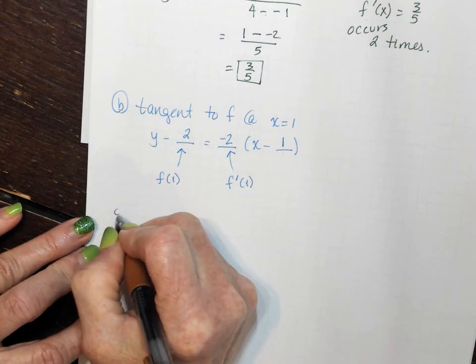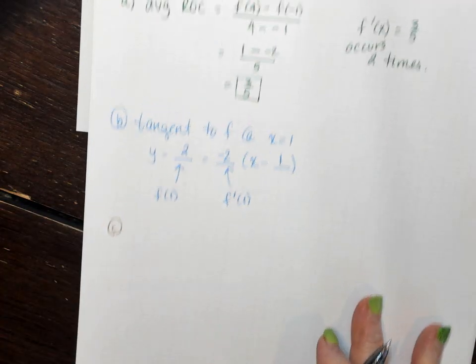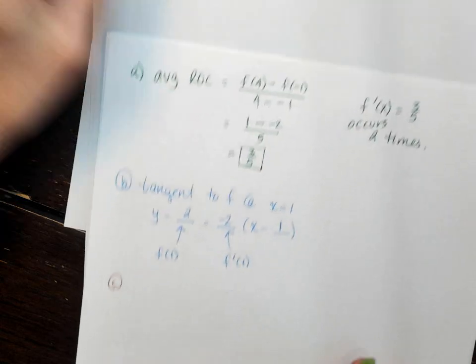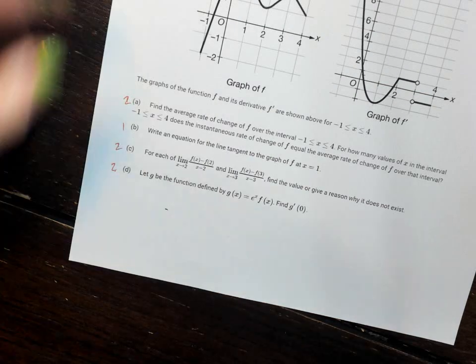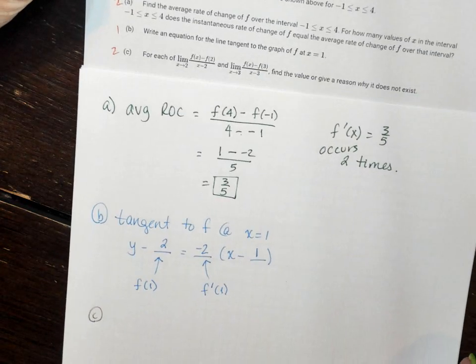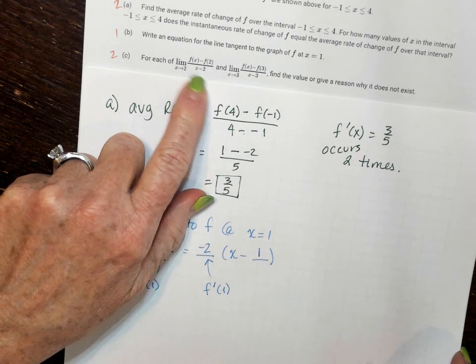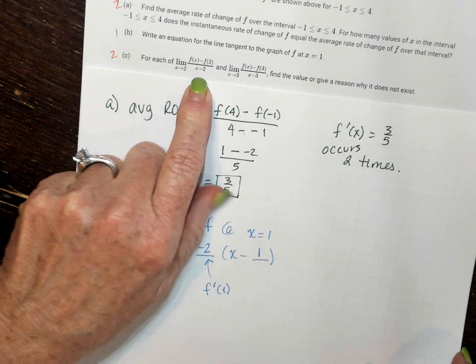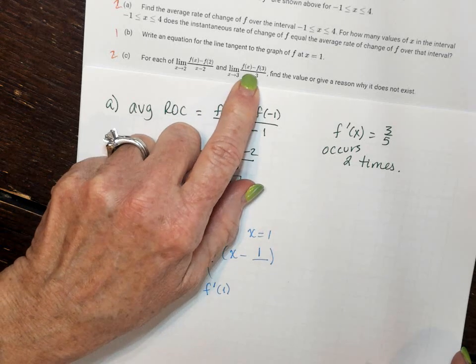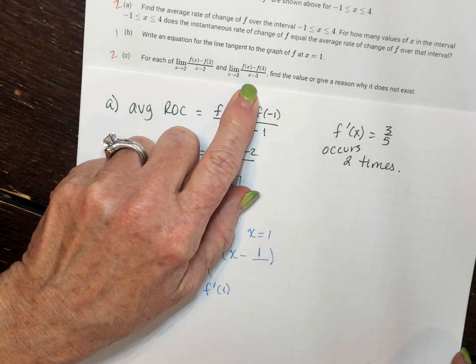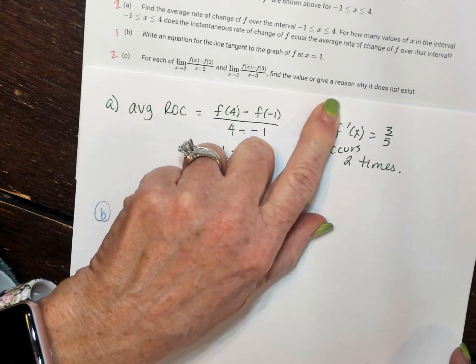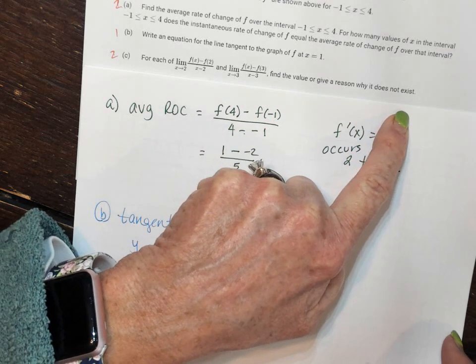Part C. Sorry. All right, the scratch paper is getting in the way here. Part C. For each of the limit as x approaches 2 of f of x minus f of 2 over x minus 2, and the limit as x approaches 3 of f of x minus f of 3 over x minus 3, find the value or give a reason why it does not exist.